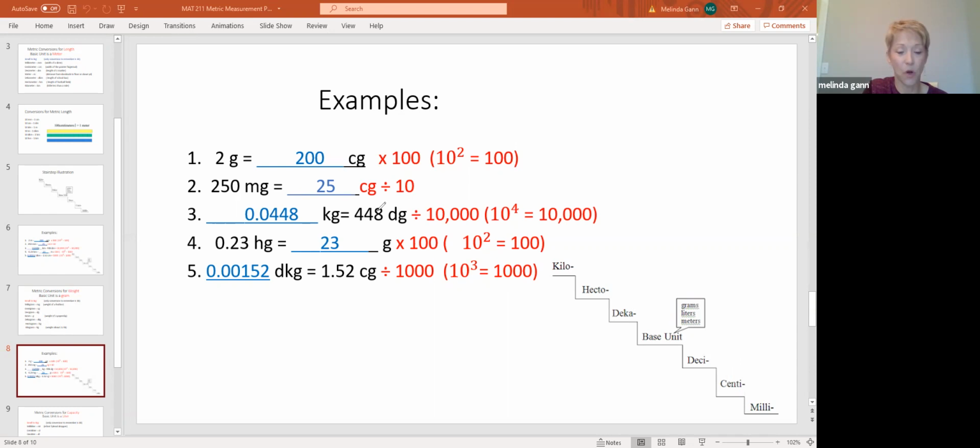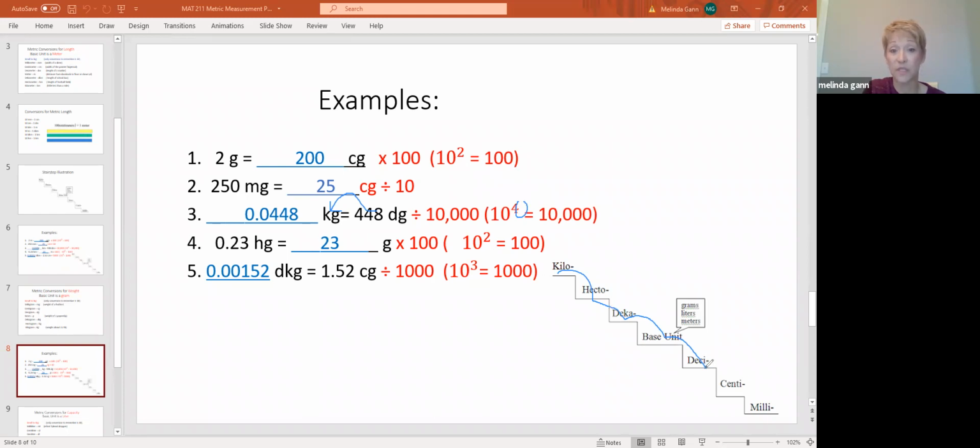Remember, I'm not going left to right, I'm going number to blank. So I'm going from deci, here's deci, to kilo. So 1, 2, 3, 4 steps. So that's why it's 10 to the 4th, which is 10,000. And notice, when the power is a 4, you got 4 zeros. When the power is a 2, you got 2 zeros.